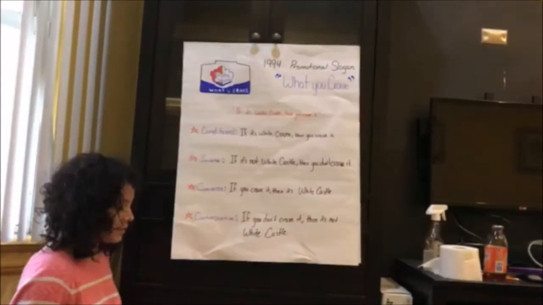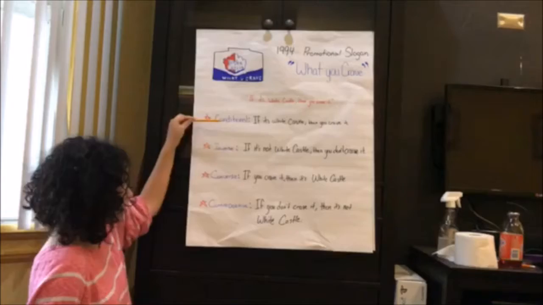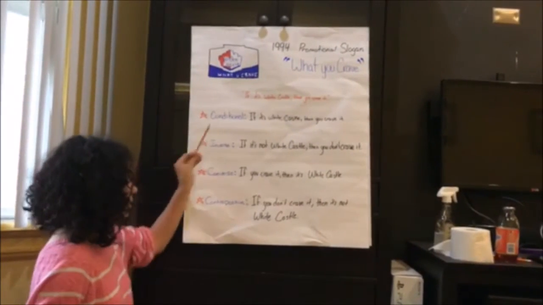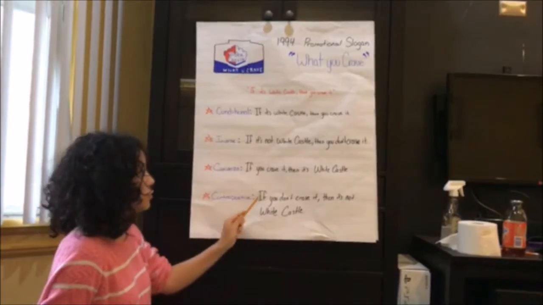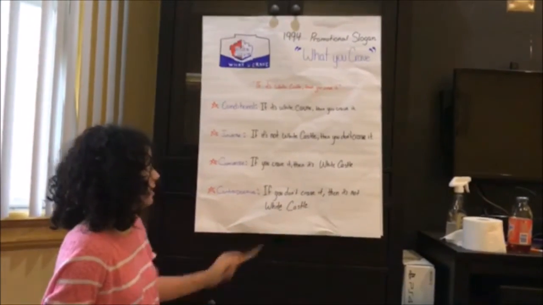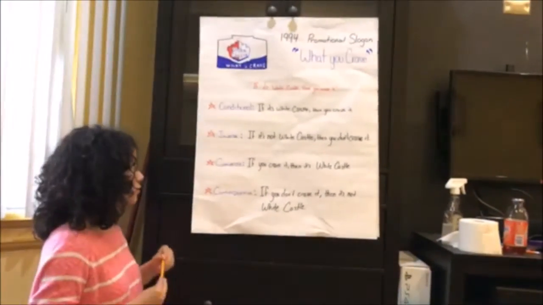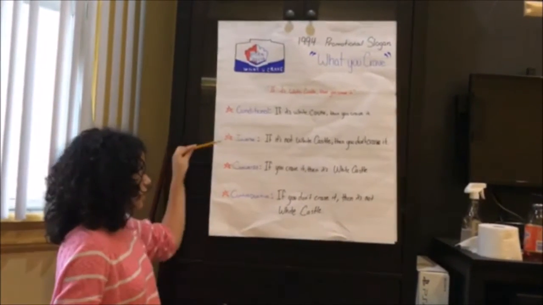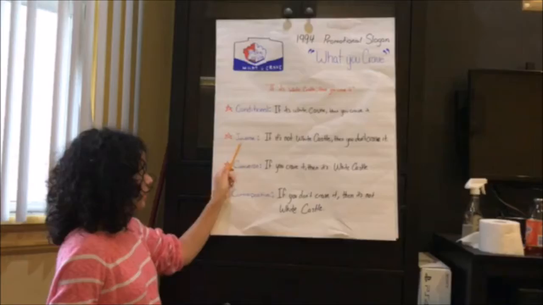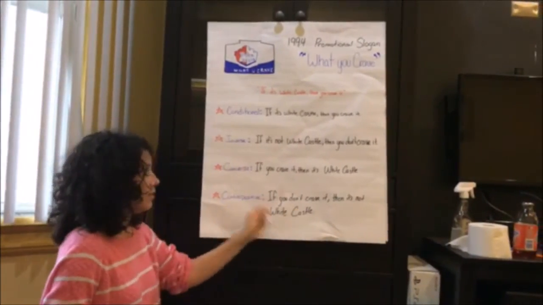The contrapositive statement is the cancellation of the conditional statement. For example, if it's White Castle, then you crave it. The contrapositive statement would be, if you don't crave it, then it's not White Castle. You'll see that it sounds familiar to the inverse. If it's not White Castle, you don't crave it. But the difference between them is that this is a negative, and this only negates it.